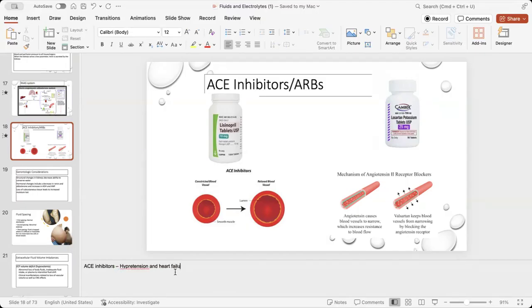Common medication. How do ACE inhibitors end? What is their ending, their suffix? Prill. Okay, so anytime you see a medication end in a prill, you should know that that is an ACE inhibitor.